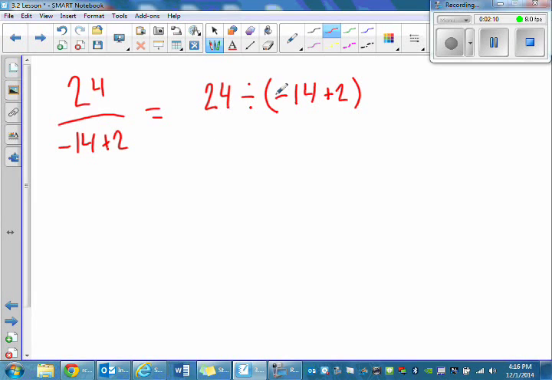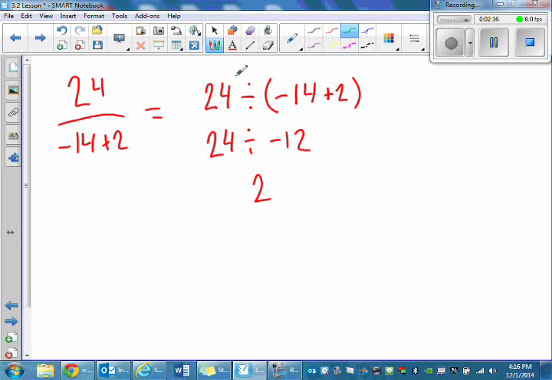Everything underneath. To signal or represent that you're dividing by a bunch of stuff, or everything underneath the fraction, you could put it in parentheses. And then we know that you do parentheses first. So you have 24 divided by -14 plus 2, which is -12. And then 24 divided by -12 is 2.